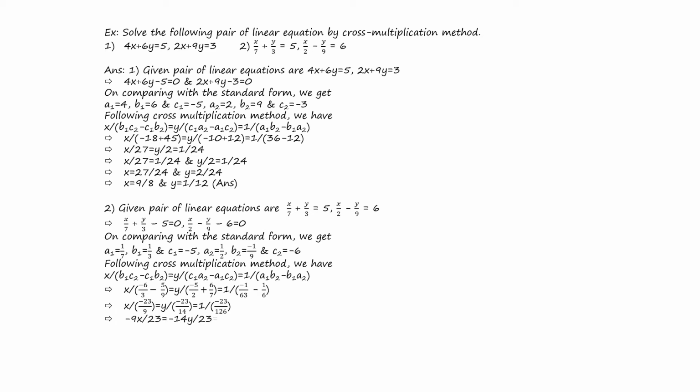Or we can write it as 9x by 23 equals minus 14y by 23 equals minus 126 by 23. Or we can split it as minus 9x by 23 equals minus 126 by 23, and minus 14y by 23 equals minus 126 by 23. So x equals minus 126 by 23 into minus 23 by 9, and y equals minus 126 by 23 into minus 23 by 14. This implies x equals 14 and y equals 9. So this is the answer.